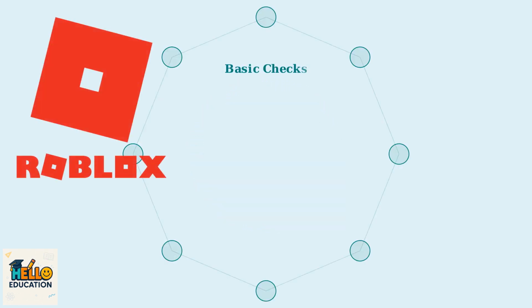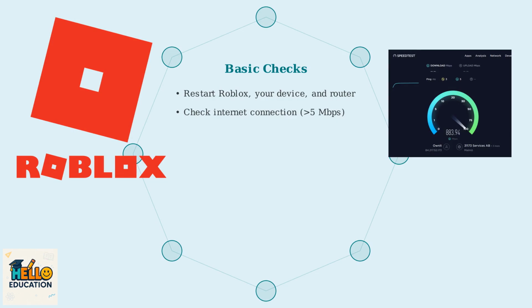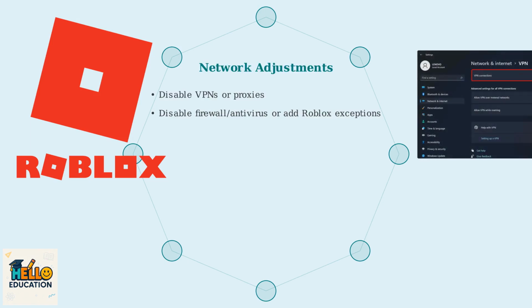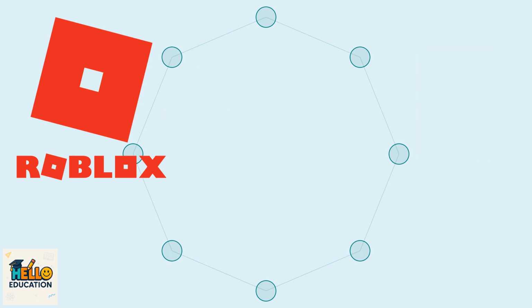Start with basic checks. Restart Roblox, your device, and your router to clear any temporary issues. Then ensure you have a stable internet connection with at least 5 Mbps download speed. Next, adjust your network settings. Disable any VPNs or proxies that might interfere with connections. Temporarily disable your firewall or antivirus software, or add Roblox as an exception.